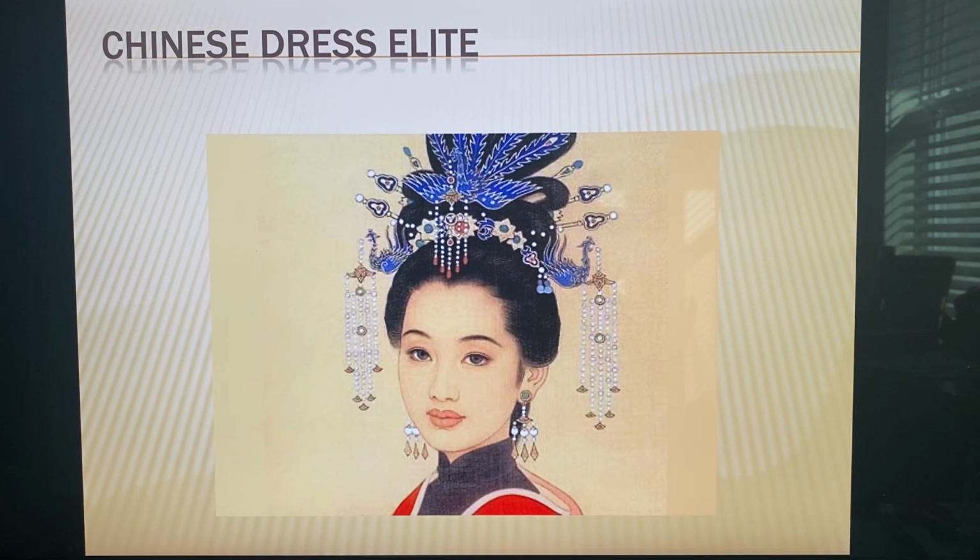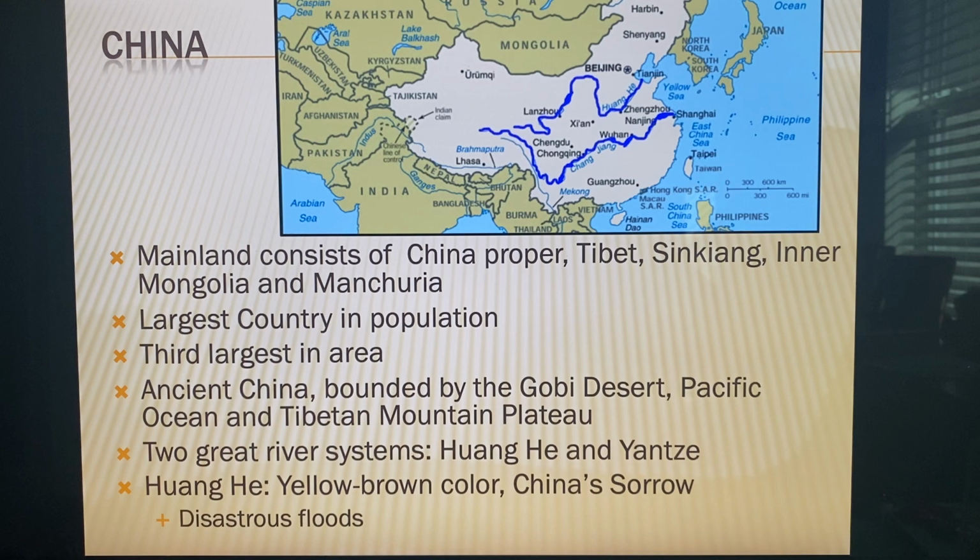Here's a picture of some Chinese elite dress of ancient China. So China, you can see the rivers there. You see the Changjiang, which would be the Yangtze River, and the Huang He River there. So you can see where China is. The mainland consists of China proper, Tibet, Xinjiang, Inner Mongolia, and Manchuria.